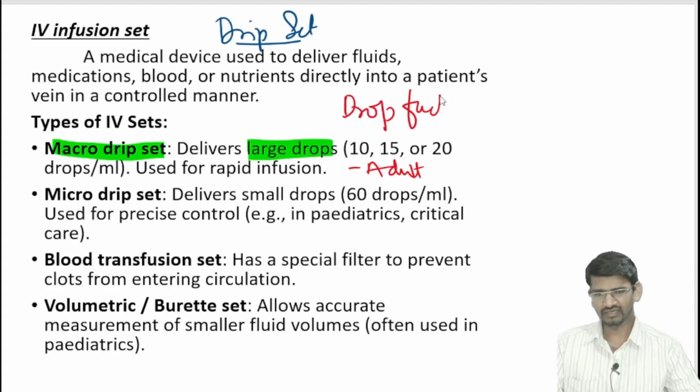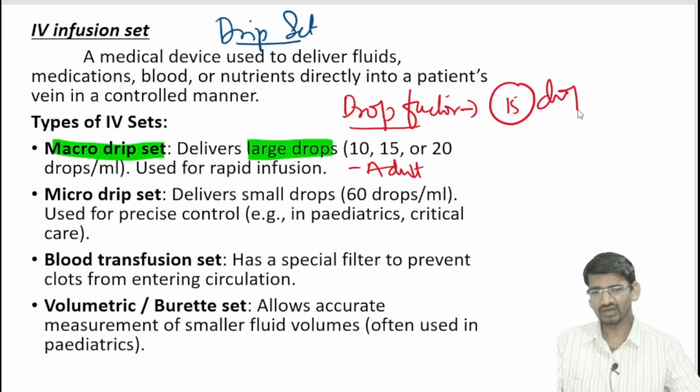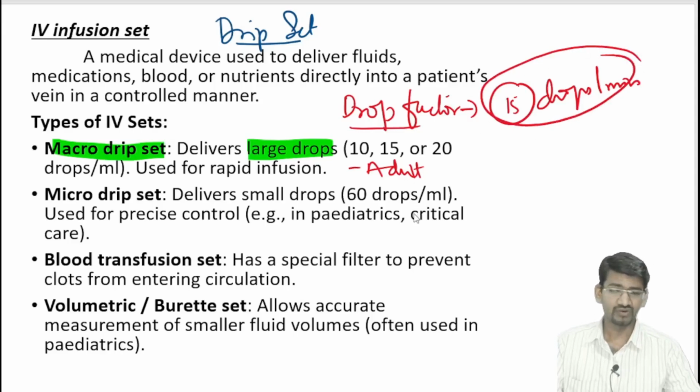Drop factor is nothing but the number of drops that accounts for 1 ml of the fluid, okay, that is delivered from a particular IV set or drip set. So this drop factor varies with the drip set. Here it is given 10, 15, 20. Every infusion set or drip set has a different drop factor, okay. For the macro drip set, in general the common drop factor we consider is 15 drops per ml, common for all macro drip sets.